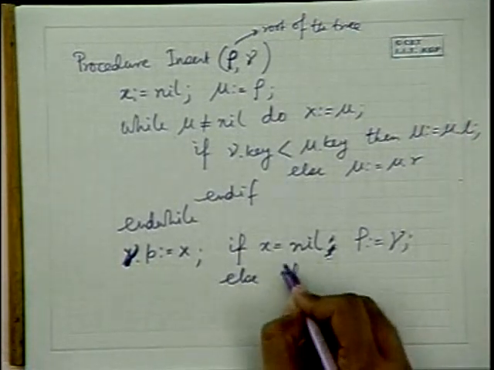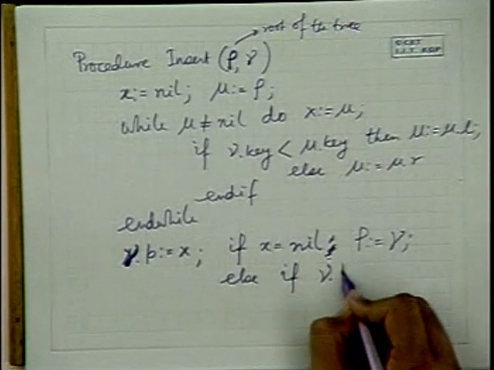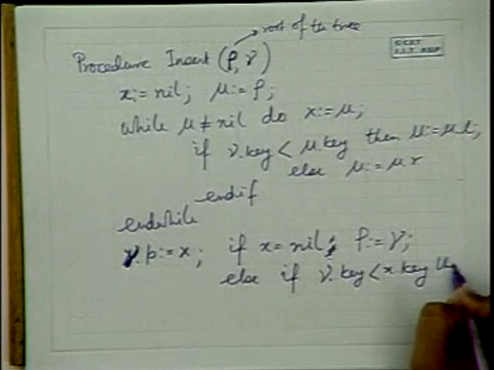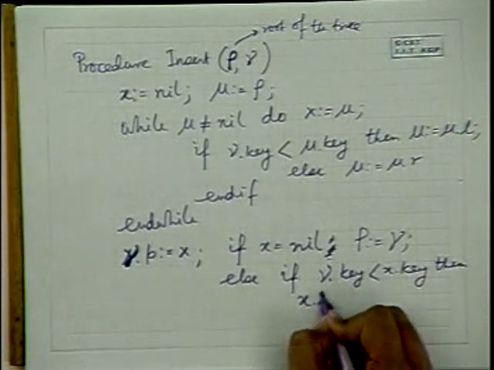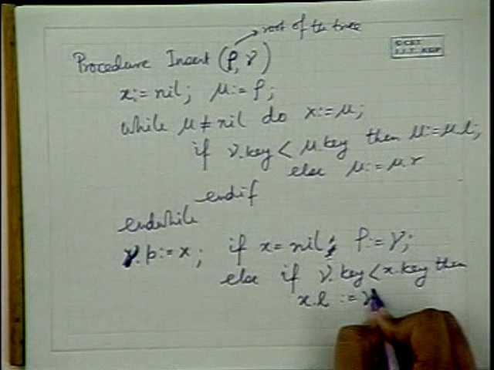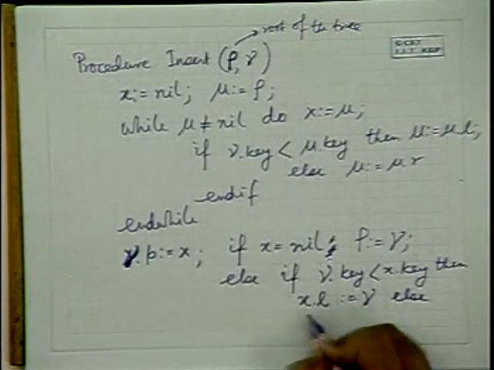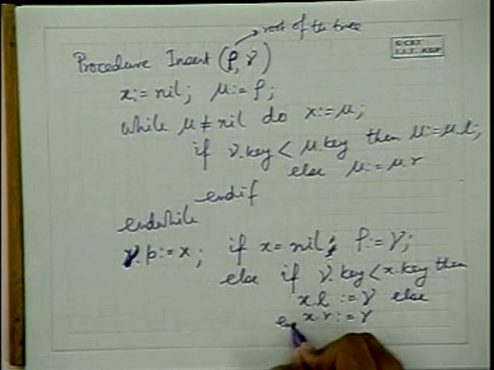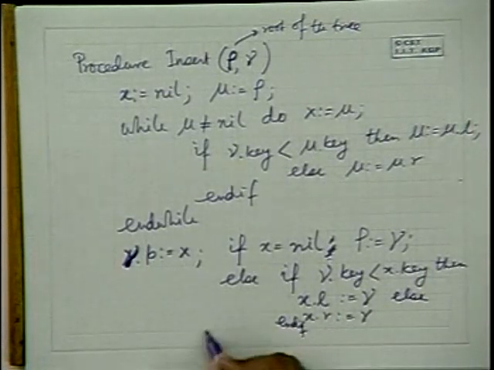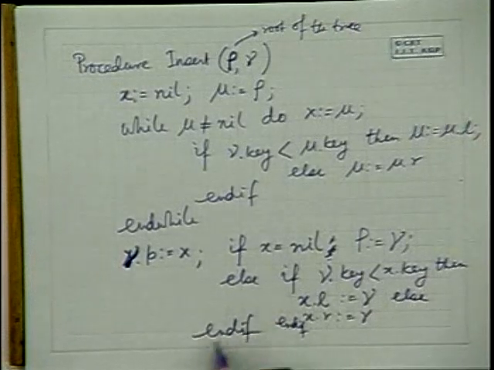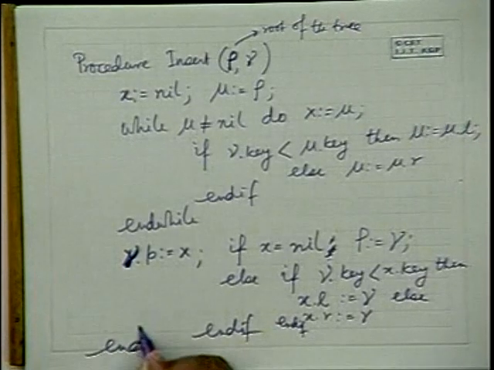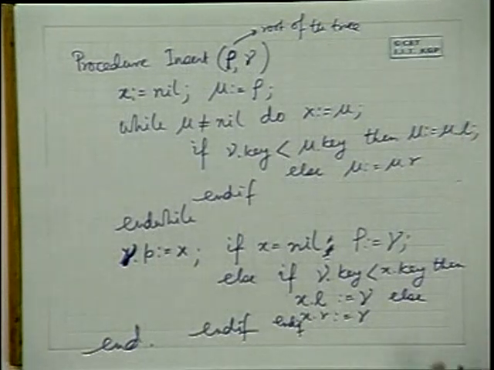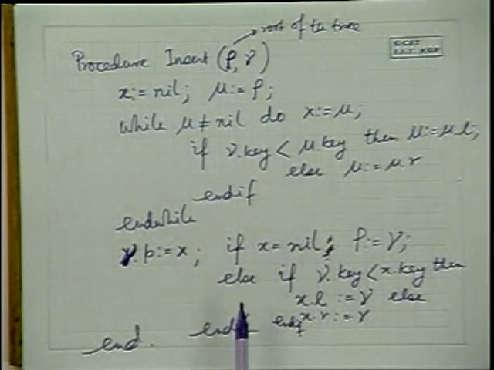Else, if new.key is less than x.key, then obviously x.L is equal to new, else x.R is equal to new, end if. And that's it. So this is a very simple algorithm again. Insertion is basically like a search. Just you have to attach.